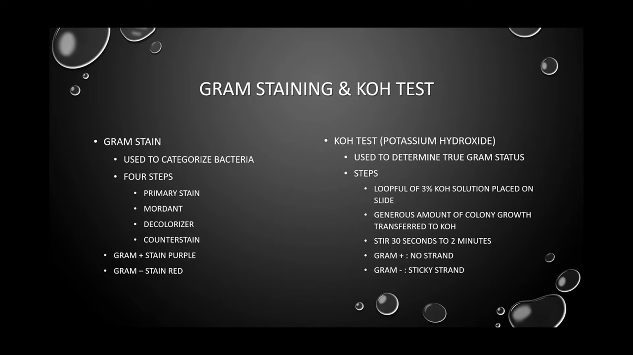You use a loop full of 3% potassium hydroxide solution and you mix it with a generous amount of colony growth. Stir for 30 seconds to 2 minutes, and once you lift the loop up, if there is a sticky strand, it's gram negative. If there is no strand, it's gram positive. Keep that in mind.